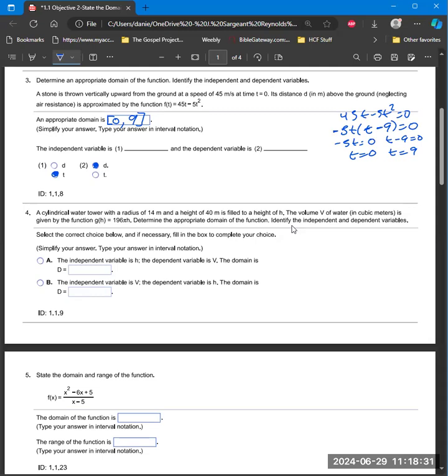So the independent variable is h and the dependent variable is V. And the domain we're going to get is going to be 0 to 40. Since the height of the water tower is 40, we can go between 0 and 40. So D, for domain, is 0 to 40, and those are in meters.